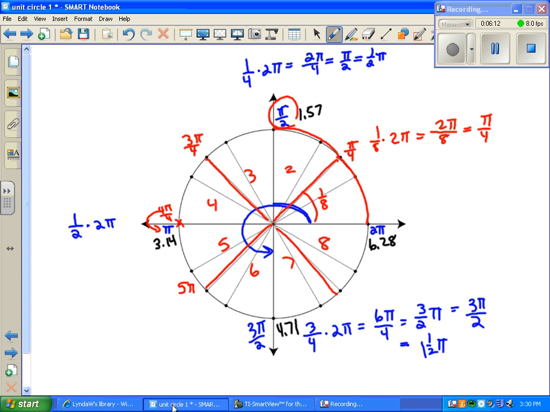Then we're at 5 pi over 4. Down here would be at 6 pi over 4, which reduces to 3 pi over 2. And then we're at 7 pi over 4. Back to the beginning, we'd be at 8 pi over 4, or back all the way around, I should say, which reduces to 2 pi. Okay, so the middle values, which correspond to the 45-degree angles, are going to be your pi-4ths.